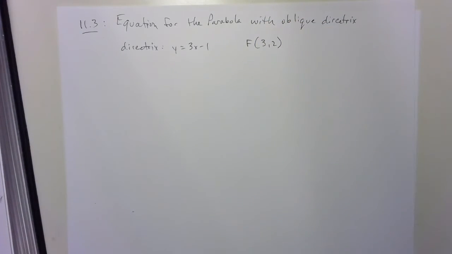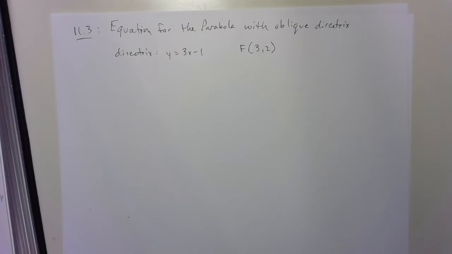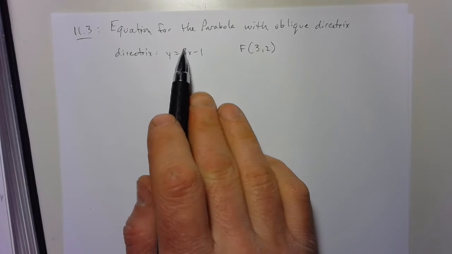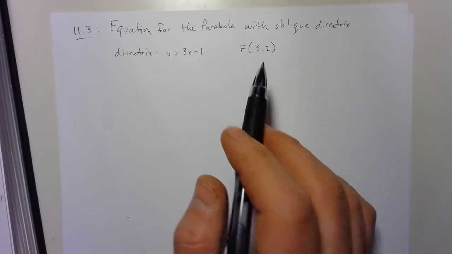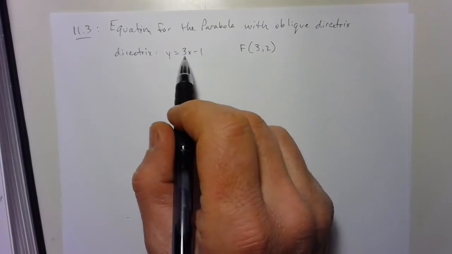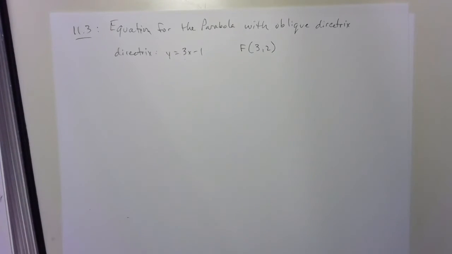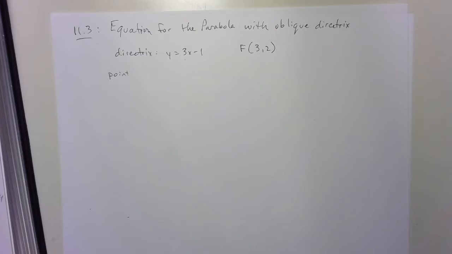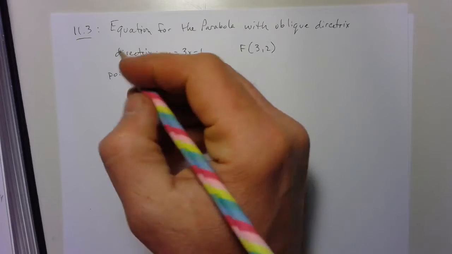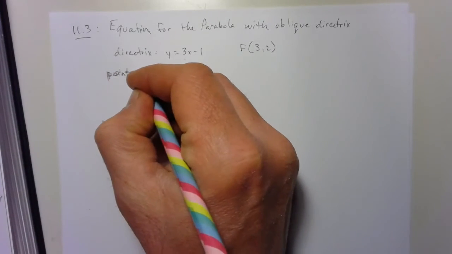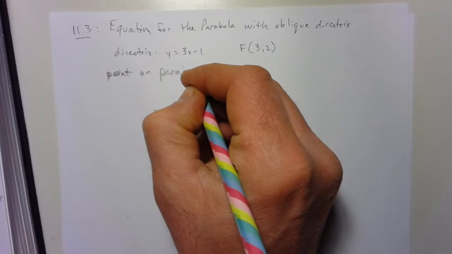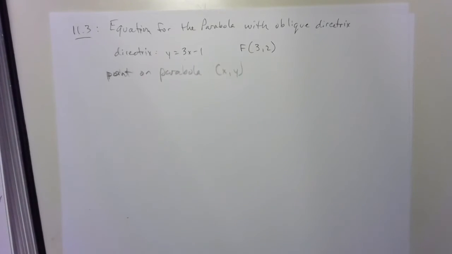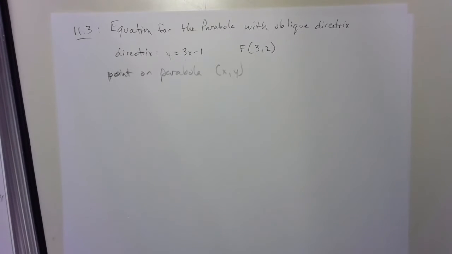If we think back to the definition of a parabola, it's the set of all points that are equidistant from a line, the directrix, and a point. So we need to make sure that any point on this parabola is equidistant from these two objects. Let's call the point on the parabola x comma y, and that's great because that's any point that we could possibly have.